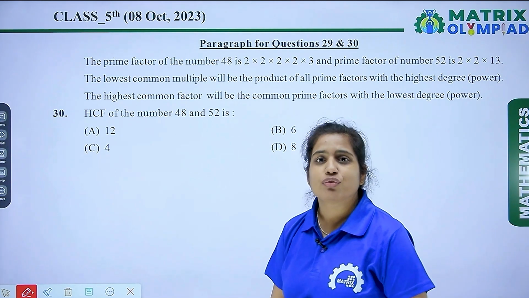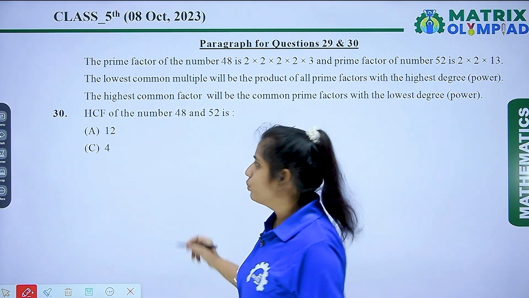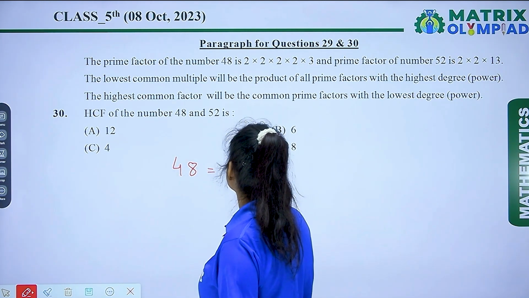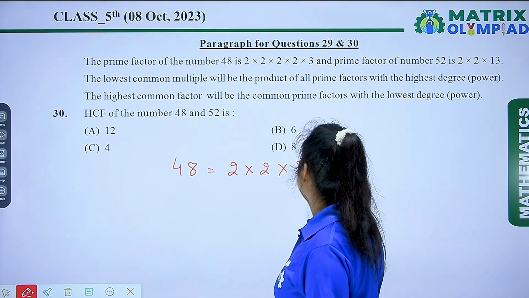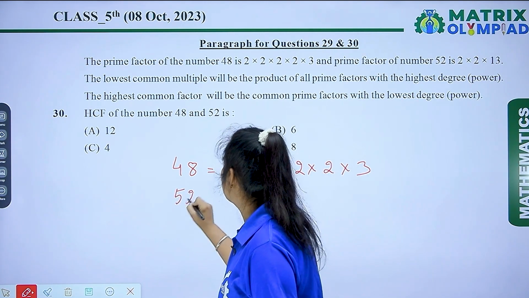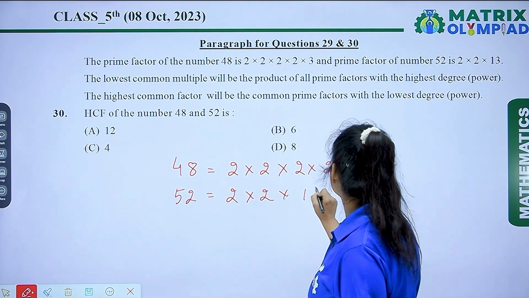Now here we have to find out the HCF of the numbers 48 and 52. Let's write down: 48 is 2 multiplied by 2 multiplied by 2 multiplied by 2 multiplied by 3, and for 52 we have 2 multiplied by 2 multiplied by 13.